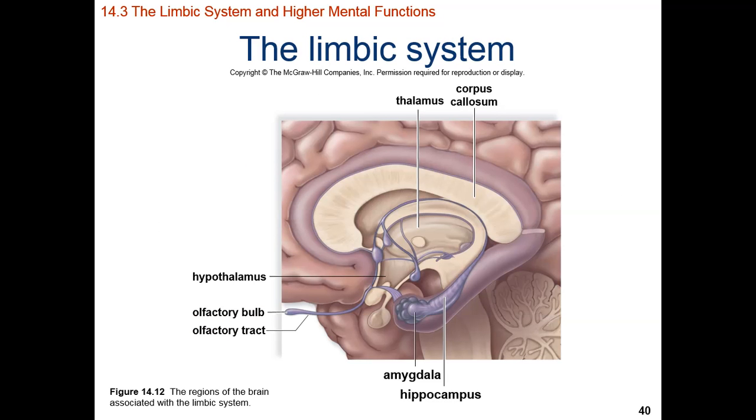So here we can see our limbic system. Our limbic system is more a grouping of function than a grouping of structures. So the olfactory bulb and olfactory tract, which conveys our sense of smell, is associated with our limbic system and will directly connect to the amygdala and the hippocampus, and will help us with regulating our emotional responses, and taking those short-term memories and converting them to long-term memories.